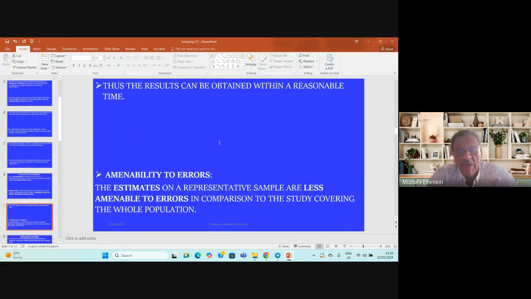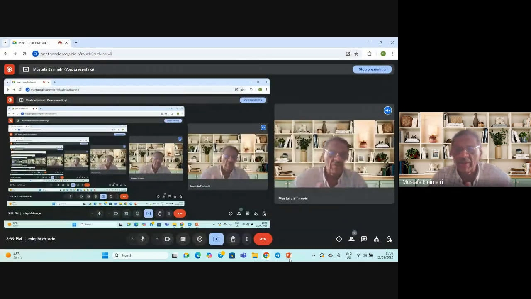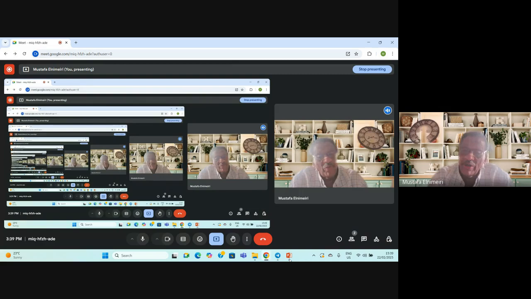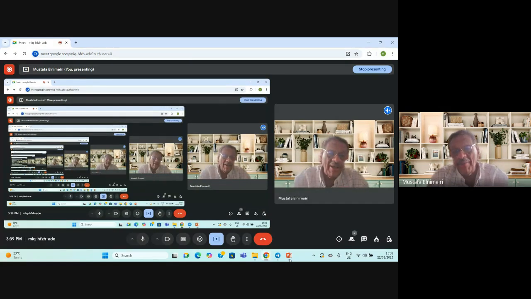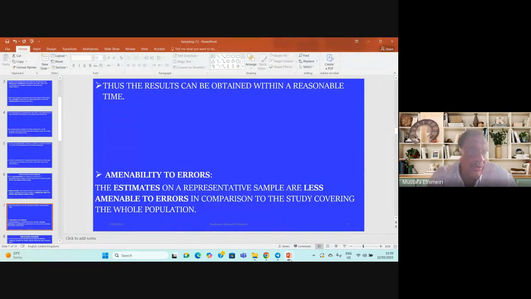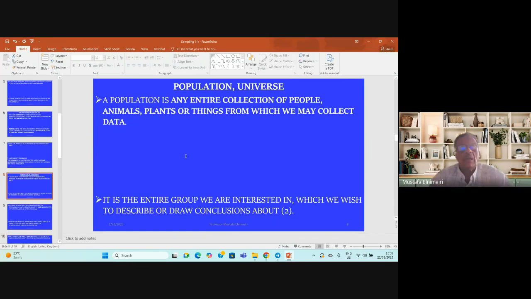Thus, the results can be obtained within a reasonable time, and then there is amenability to errors. The estimates on a representative sample are less amenable to errors in comparison to studying the whole population. If you study a whole population of 30,000, for example, then you are more prone to errors, to mistakes in the estimation, in the calculation, in your results. So it's important to understand why it is justifiable to resort to sampling rather than study the whole population.